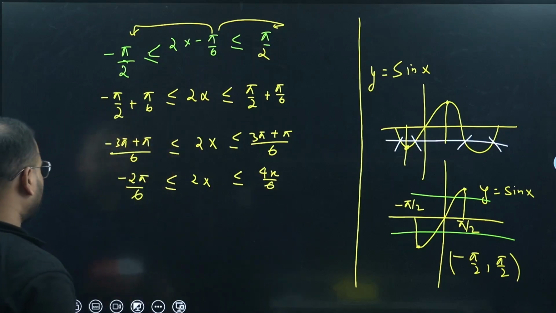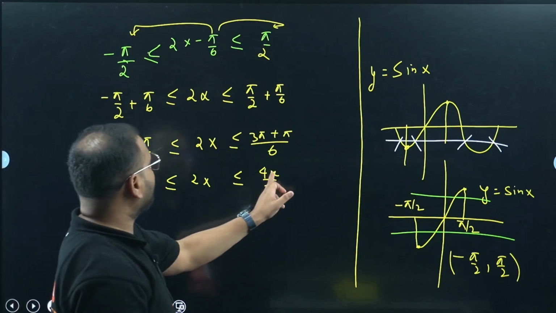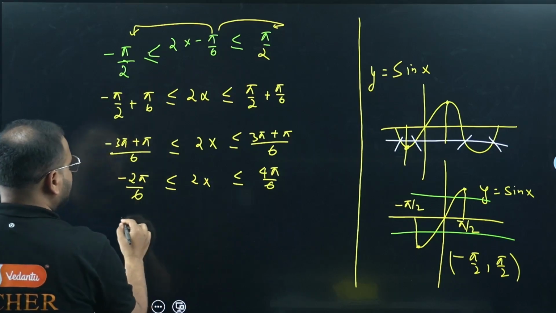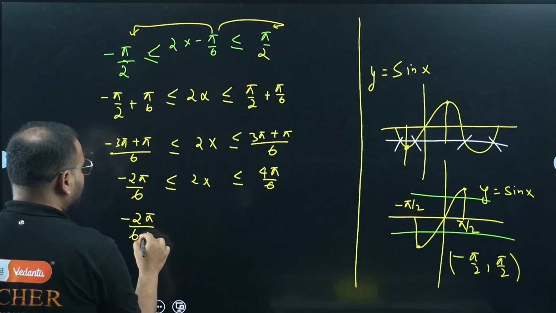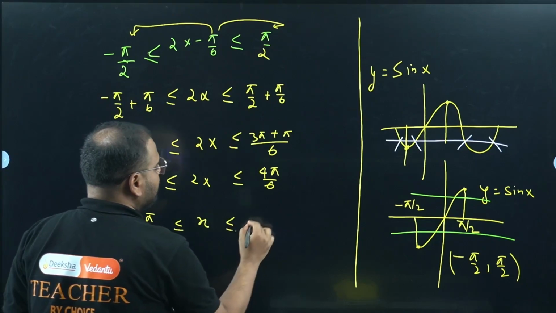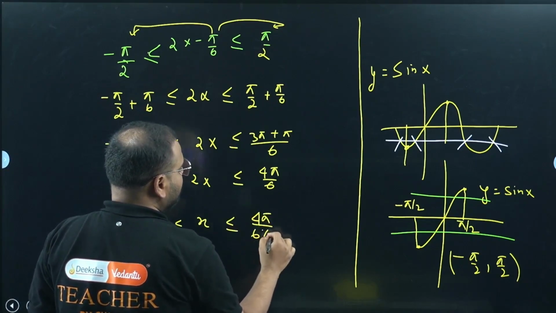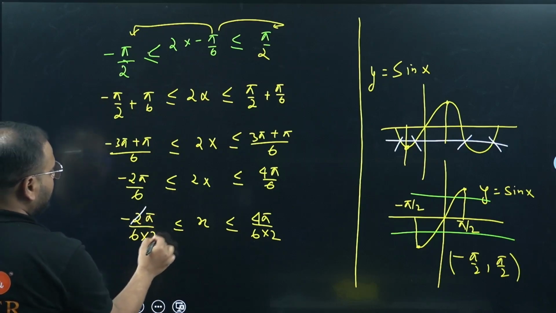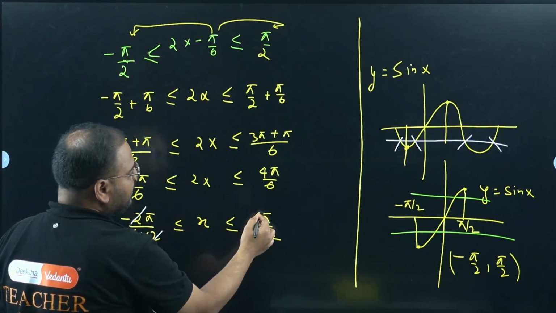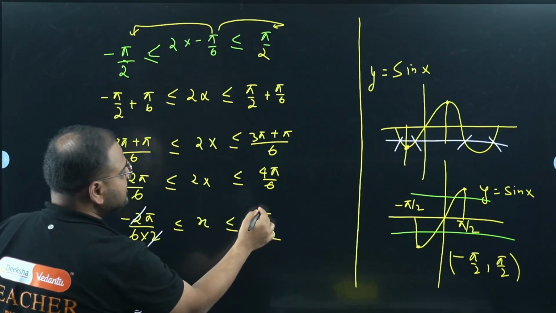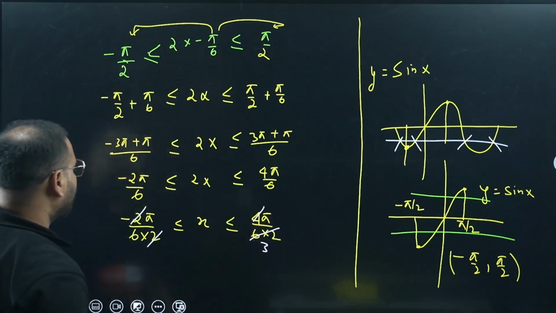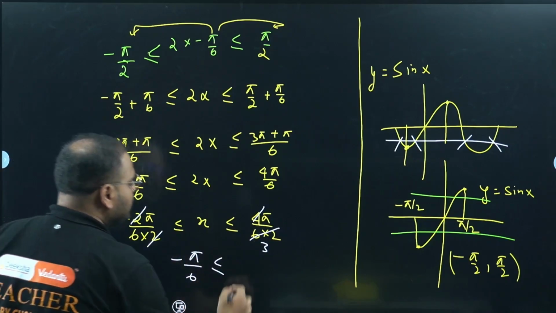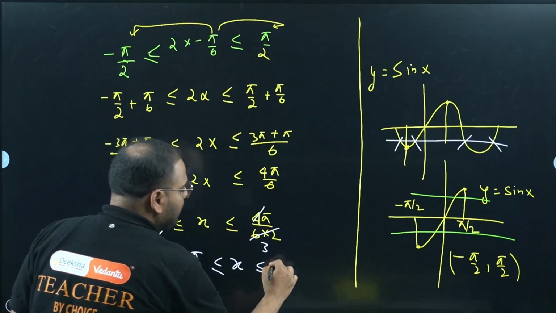4 pi by 6, sorry, I wrote it as 4x. Bring the 2 here: minus 2 pi by 6 into 2 is less than or equal to x, less than or equal to 4 pi by 6 into 2. Cancel the 2 and 2. And 4 is in the numerator and 12 in the denominator, so I can cancel 4 to get 3. Final answer: minus pi by 6 is less than or equal to x, less than or equal to pi by 3.